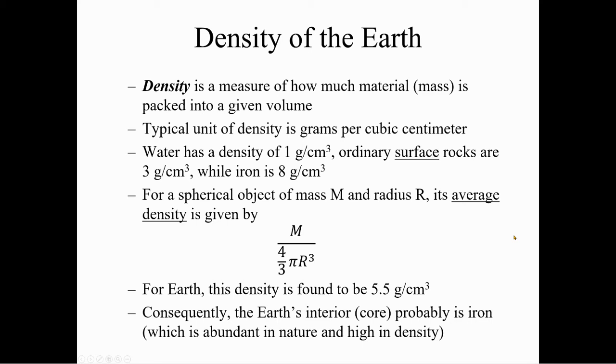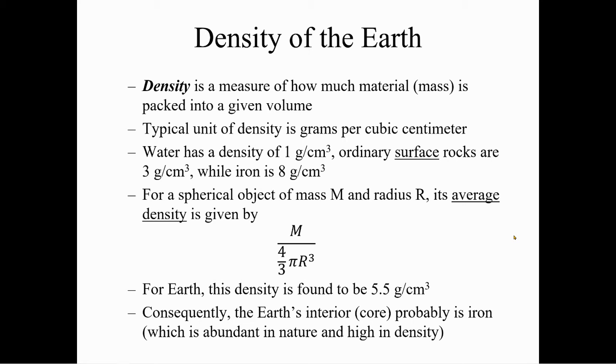Density of the Earth. Density is a measure of how much material or mass is packed into a given volume. How close are those particles? Typical units of density are grams per cubic centimeter. Water has a density of 1. Ordinary surface rocks are 3, while iron is 8.